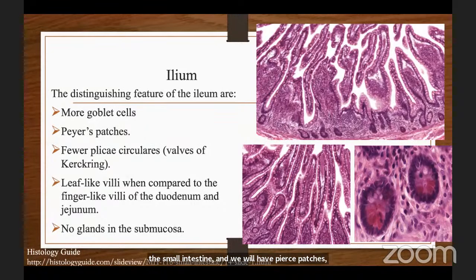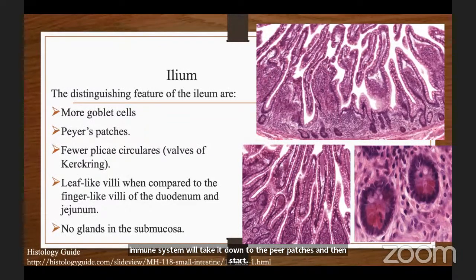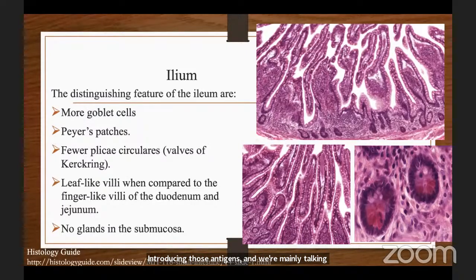But if we have any parasites or any bacteria that was not dissolved or not neutralized by the previous two sections, the immune system will take it down to the Peyer's patches and then start introducing those antigens. And we're mainly talking about not the bacterial, but parasites, because this is where the ileum comes in handy, and it starts with the Peyer's patches in the ileum and all the way to the large intestine. Of course, we will have fewer plicae circulares or the valve of Kerckring.